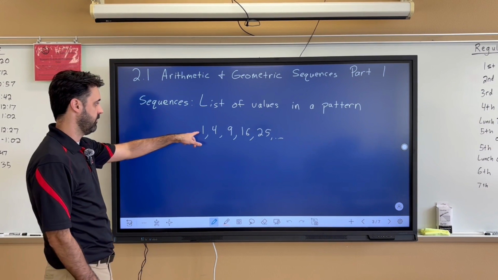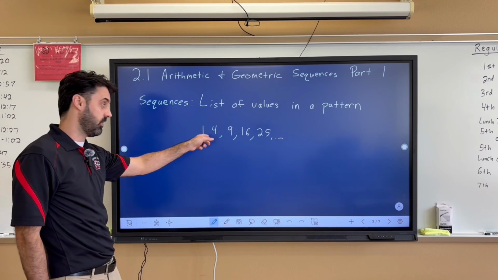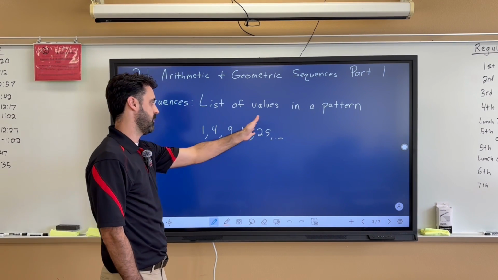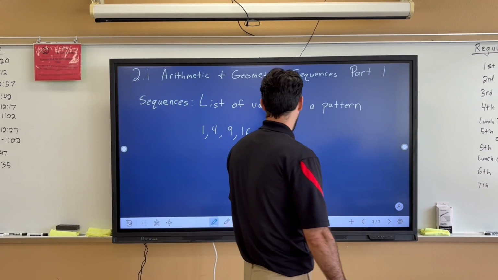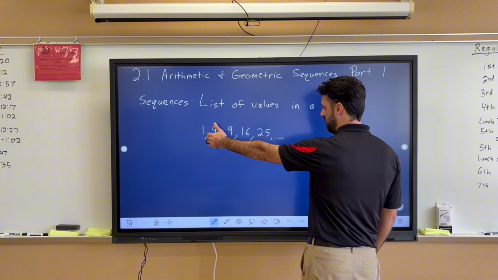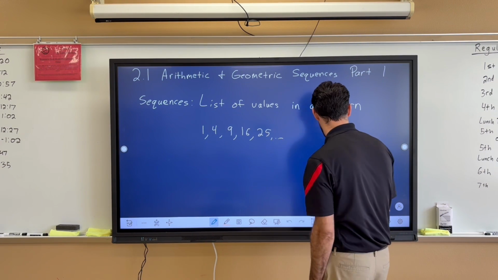So for example, you might have 1, 4, 9, 16, 25. These should look familiar because they're all of our perfect squares, or at least the beginning of the perfect squares, right? So the next one will be 36 and 49, etc. It doesn't always have to be perfect squares, but it just has to be a list of values that are in a pattern, okay?